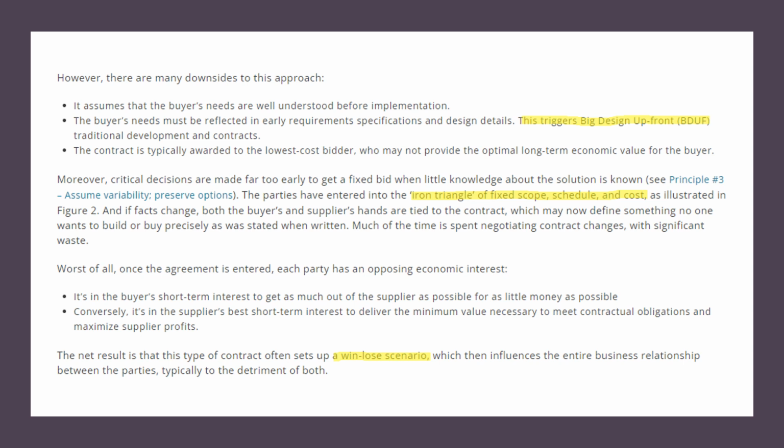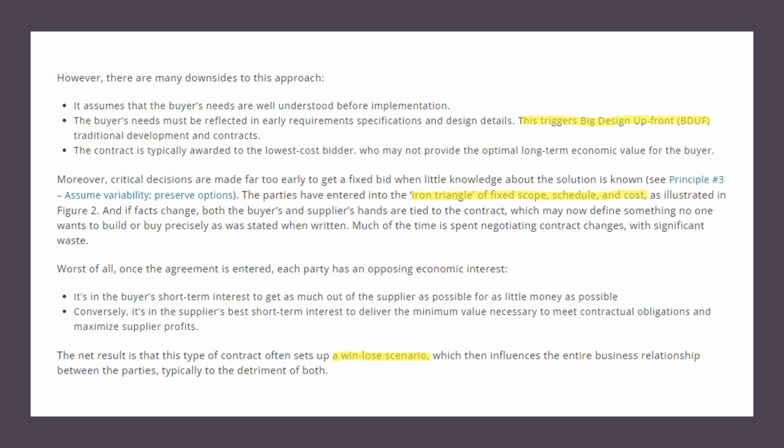The parties have entered into an iron triangle of fixed scope, schedule, and cost. Right? And if facts change, both buyers' and suppliers' hands are tied to a contract which may now define something no one wants to build or buy precisely as was stated when written. Much time is spent negotiating contract changes, with significant waste in it.